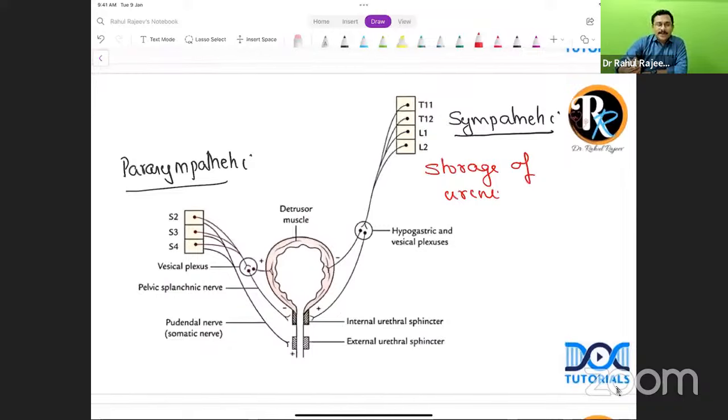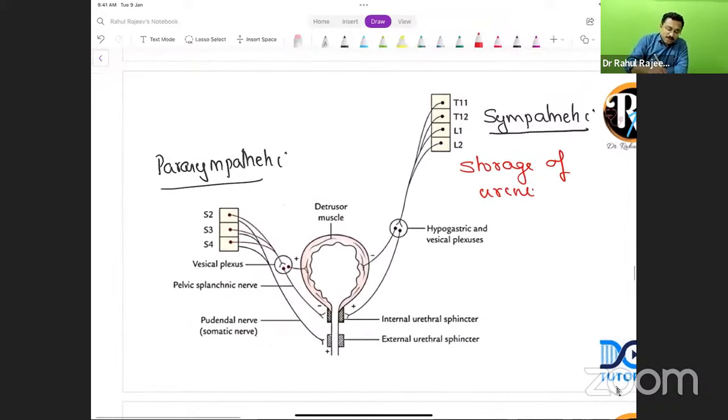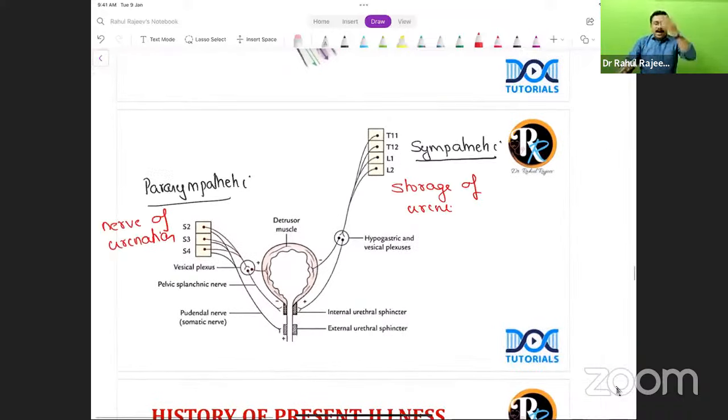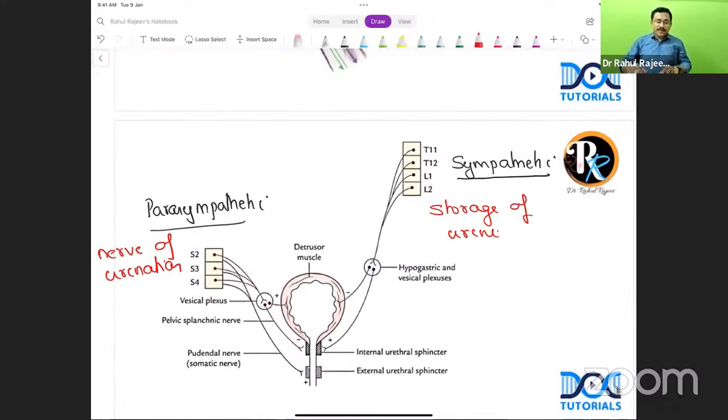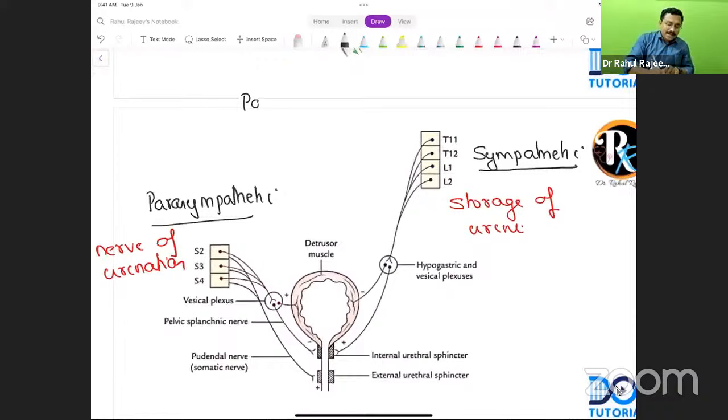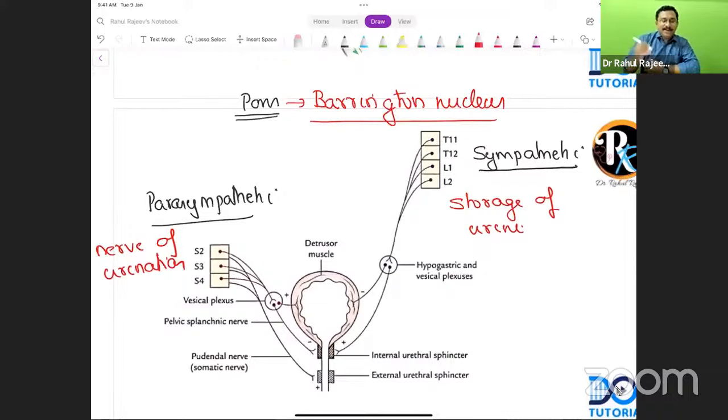Okay, the internal urethral sphincter. Whereas the parasympathetic is often known as the nerve of urination, which will help in contracting the detrusor muscle and relaxing the sphincter. This is the parasympathetic supply to the bladder. I am sure you would have heard about this. But remember, it's not just about sympathetic and parasympathetic. Even up above there is a center for this. In the pons, you have an important center for micturition, which is known as the Barrington nucleus.